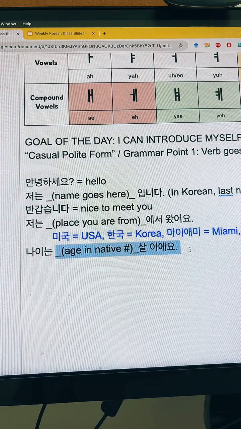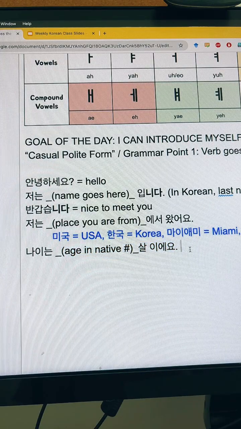콜분이 씨, 나이는 34살이에요. 오, 잘했어요. 콜분이 씨, 한국 사람이에요?